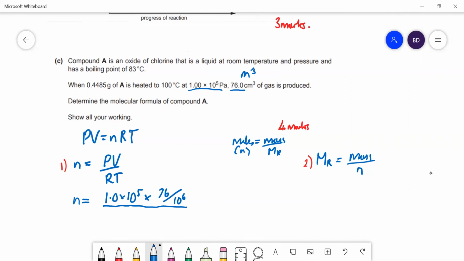Then the ideal gas constant, 8.314, and T, right, that's the absolute temperature in Kelvin, so 100 degrees C, add 273, that's 373. Put the numbers into the calculator there, and we get 2.45 times 10 to the minus 3 moles.